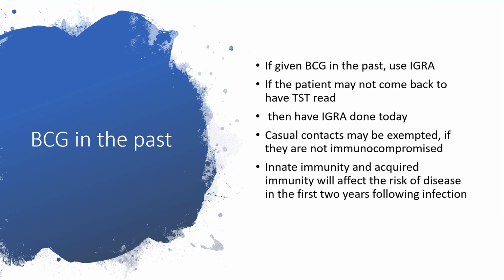You could see two conditions now. If this patient had received BCG at birth and is more than 10 years, or you are suspicious that there may be controversy later on, just go for IGRA if you have it. Or this patient won't even come back for me to read the test within 48 to 72 hours, just go for your IGRA. Casual contacts may be exempted if they are not immunocompromised.